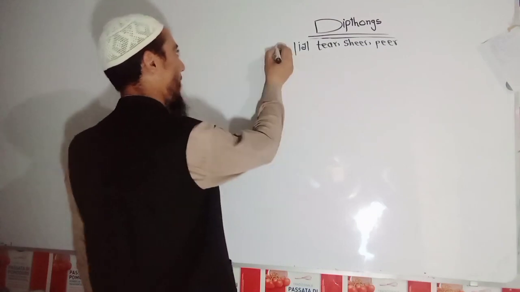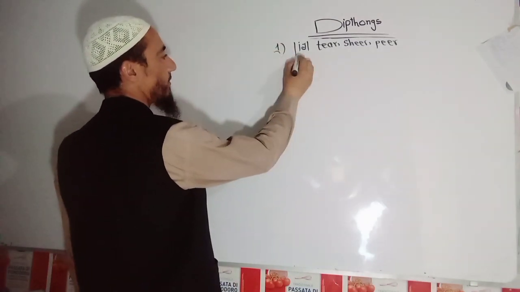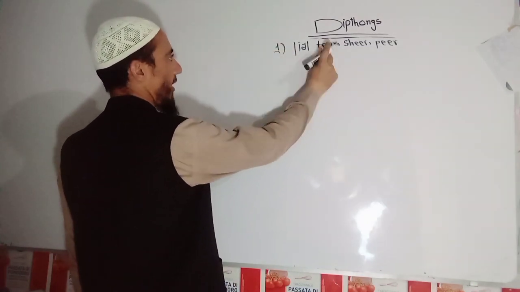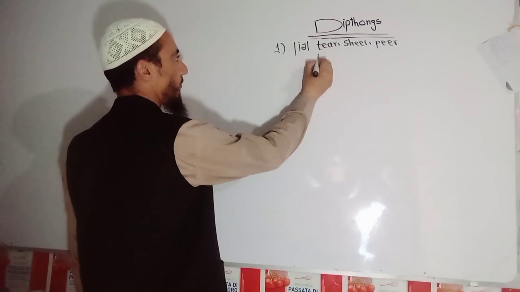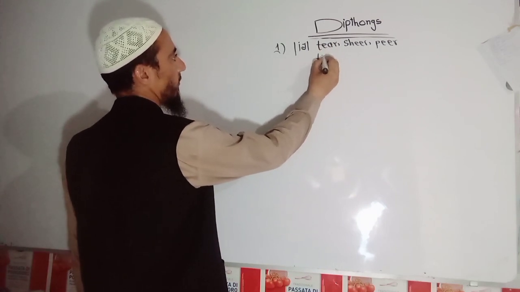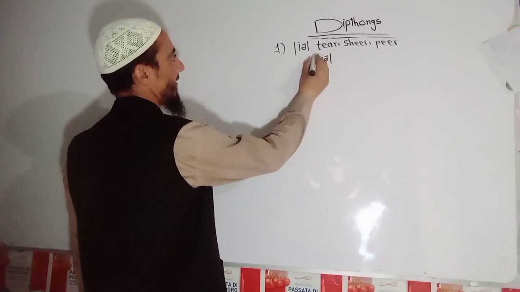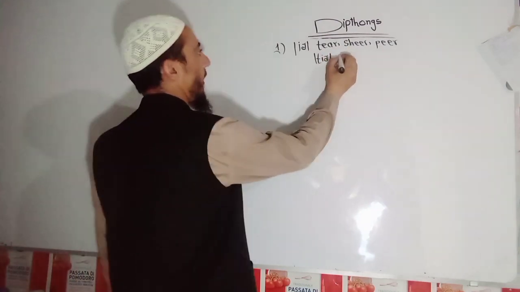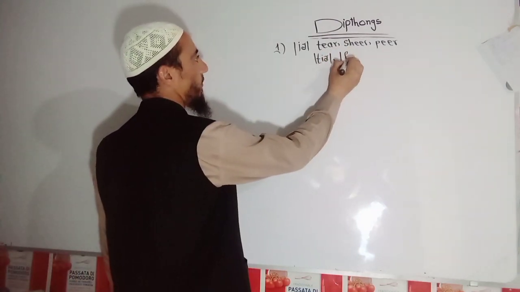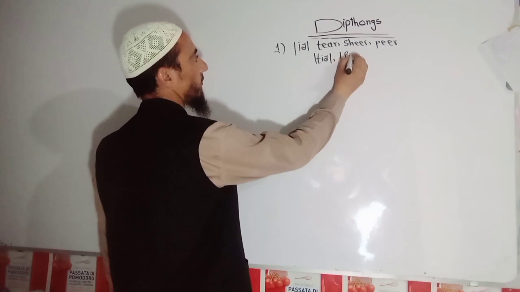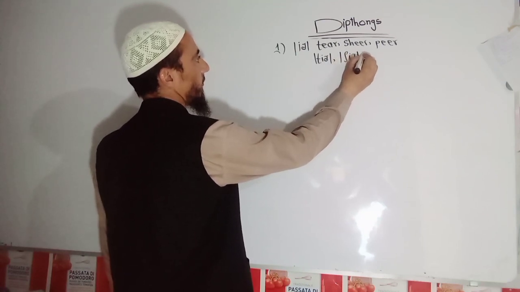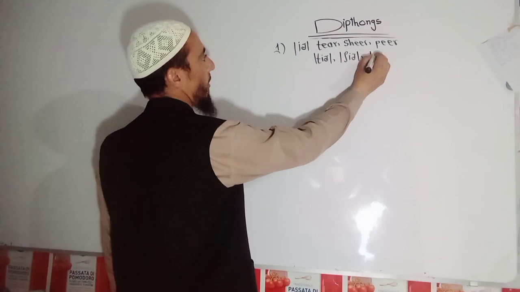Its phonetic transcription would be in this way. For example, I am changing tear. Yes, this is tear and this is shear. And the last one, that is pair.